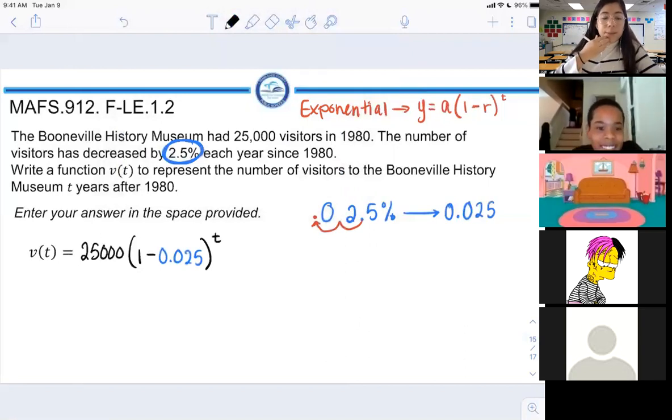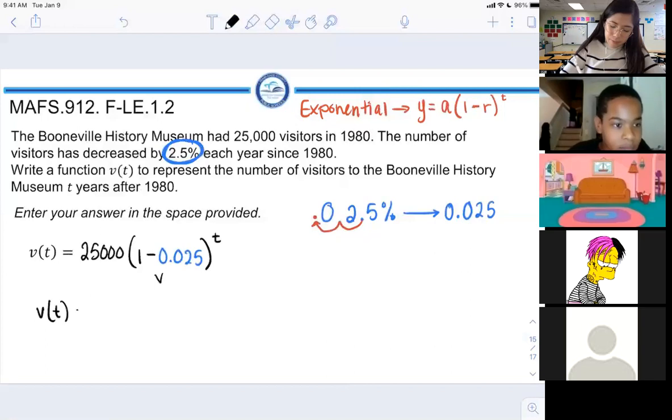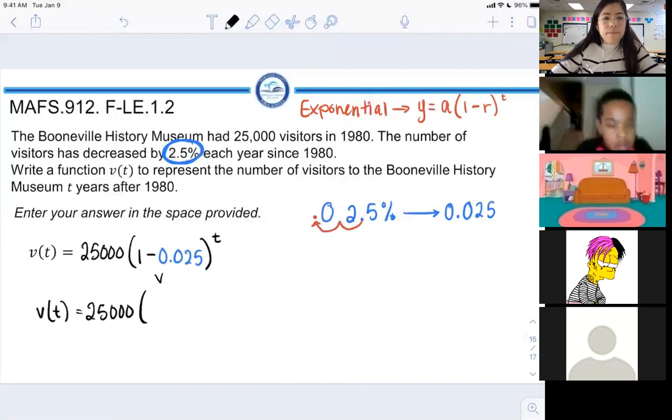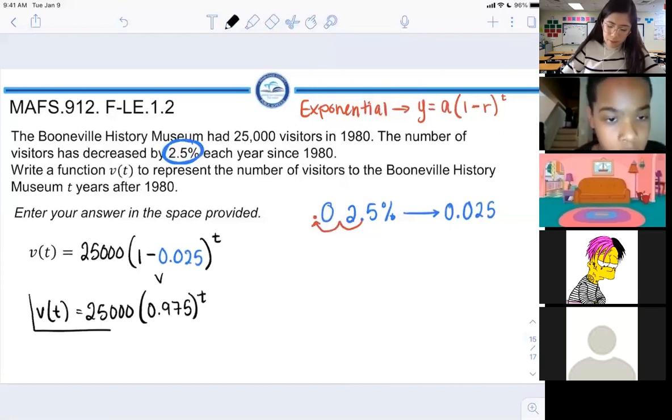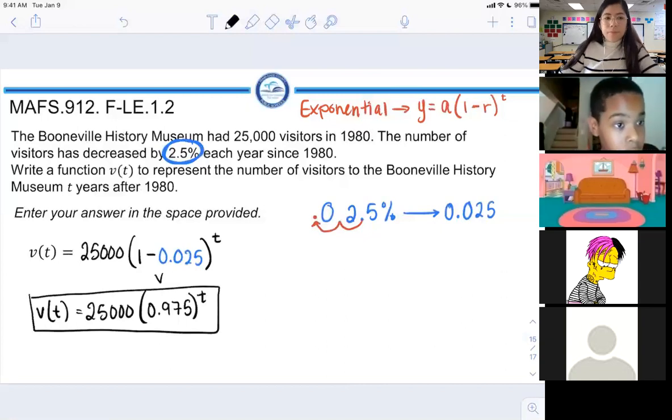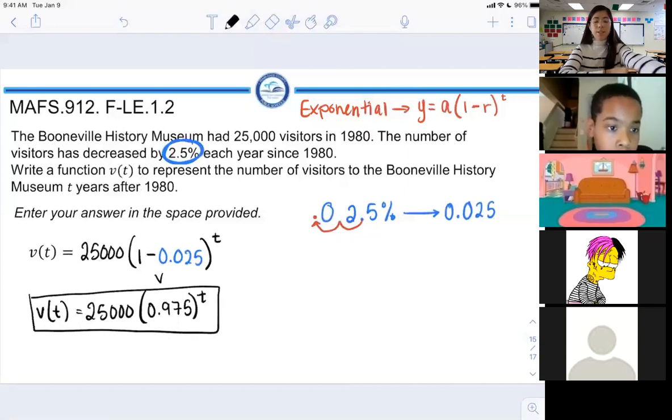Okay, but now let's actually simplify this, because when I write my final function, I want to do that subtraction. So what's 1 minus 0.025? Good, Tyrone. 0.975 to the power of t. There is my answer. So don't be so quick to jump to conclusions and think that's it. You have to be very careful, because those little tiny mistakes can throw you off completely.